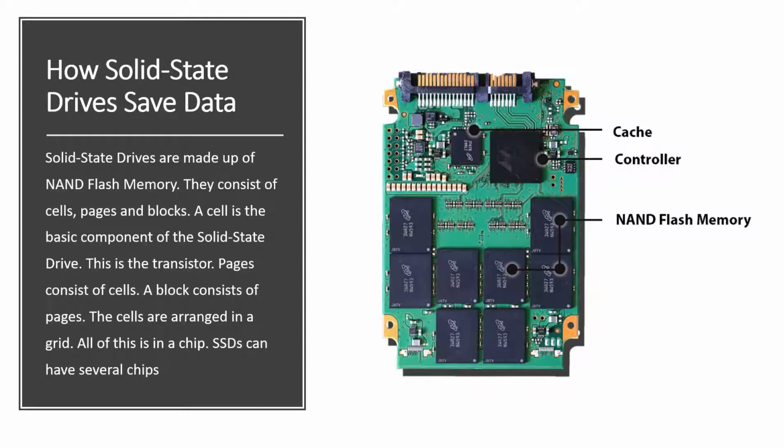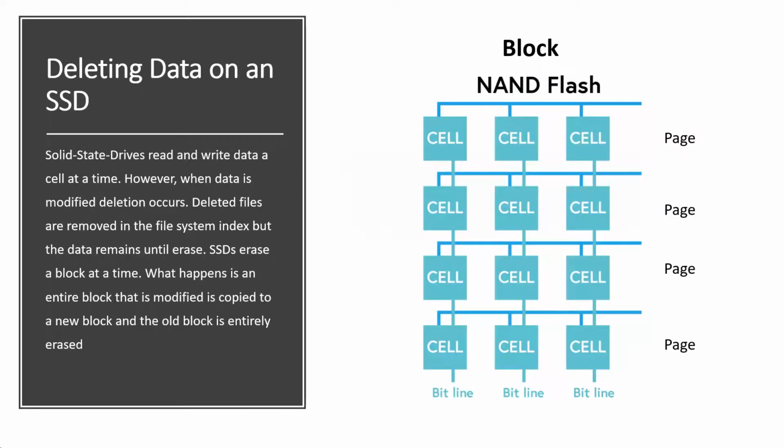Solid-state drives are made up of NAND flash memory. They consist of cells, pages, and blocks. A cell is the basic component of the solid-state drive. This is the transistor. Pages consist of cells. A block consists of pages. The cells are arranged into a grid. All of this is in a chip. Solid-state drives can have several chips. Solid-state drives read and write data a cell at a time.